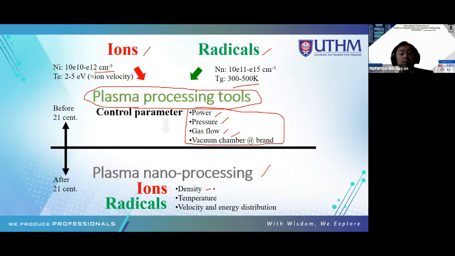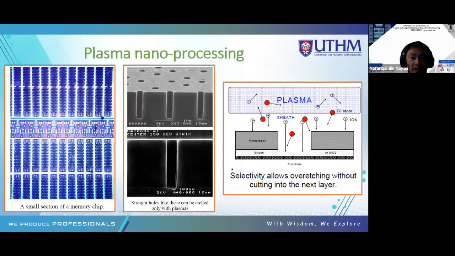That's why plasma people are promoting this term, plasma nanoprocessing. We want to control from inside the plasma. We want to control the density, the temperature, and the velocity and the energy distribution. That's a much better way for the future. These are examples of how we can optimize the plasma so that we can create very, very fine or small nanostructures, something like this. Okay.